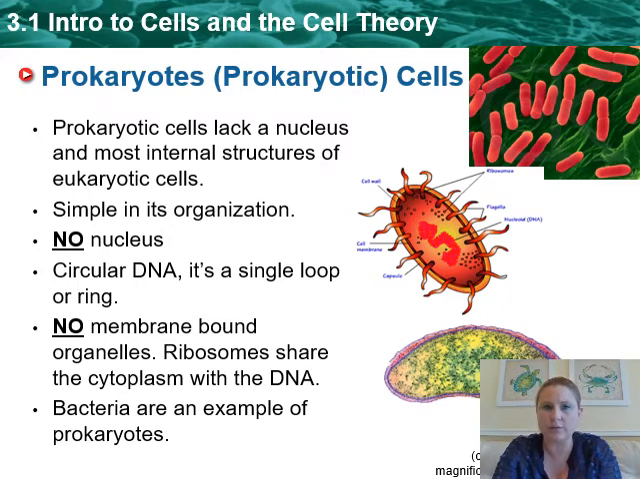So just to run through these again with you. Prokaryotes are very simple looking. It's also a very, very tiny cell. It does not have a nucleus. It has one single loop of DNA, no membrane-bound organelles, and our example is bacteria.